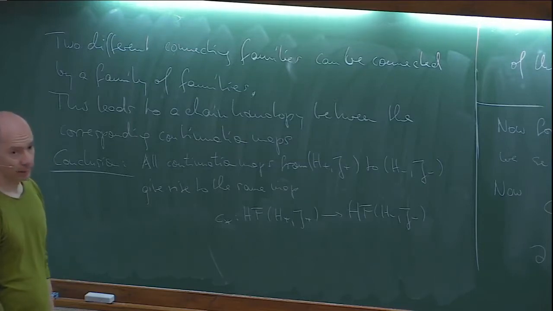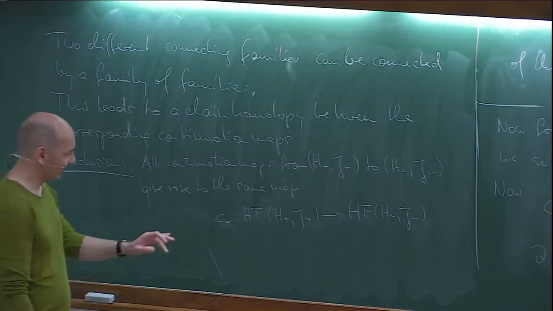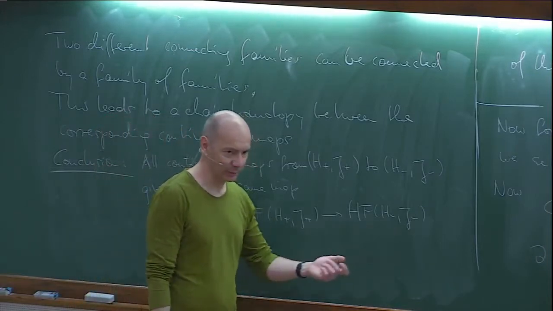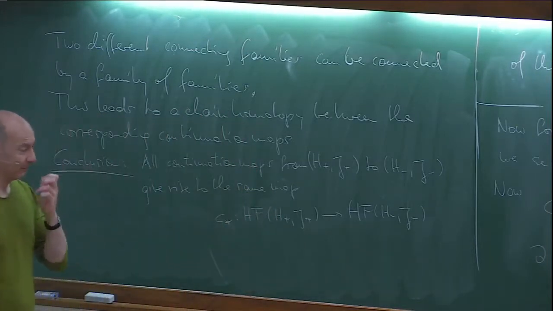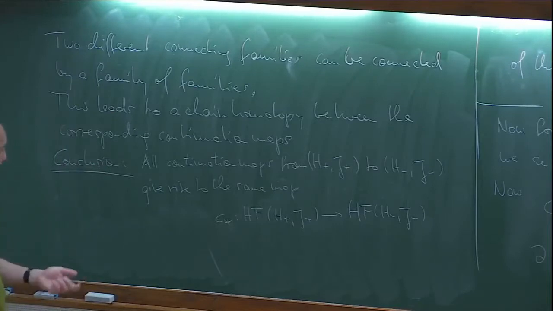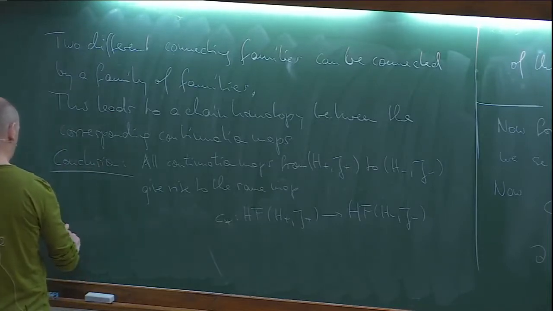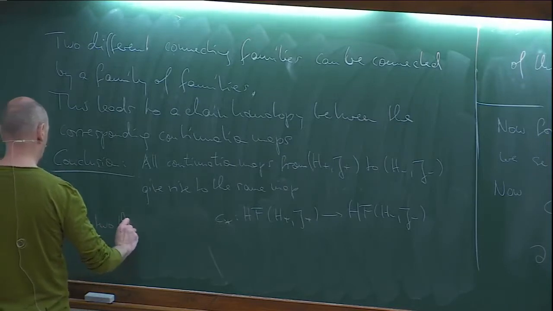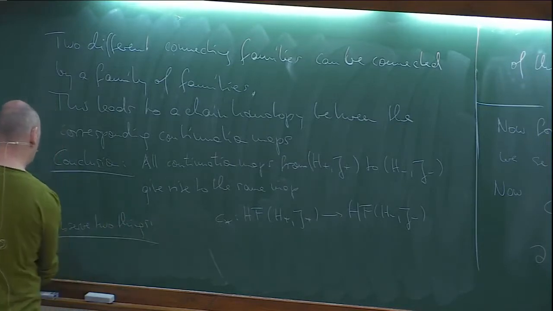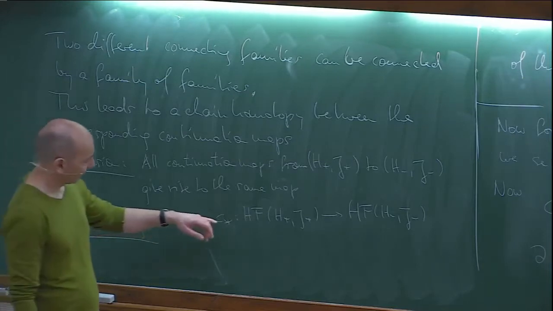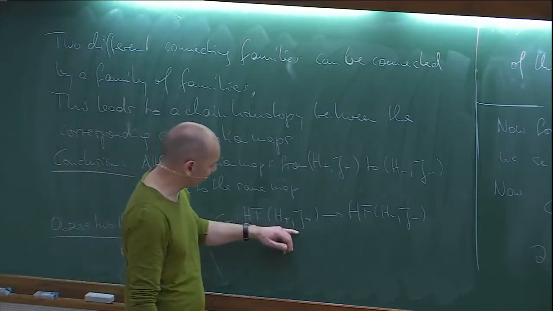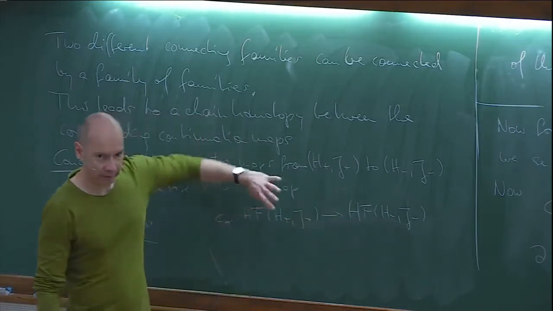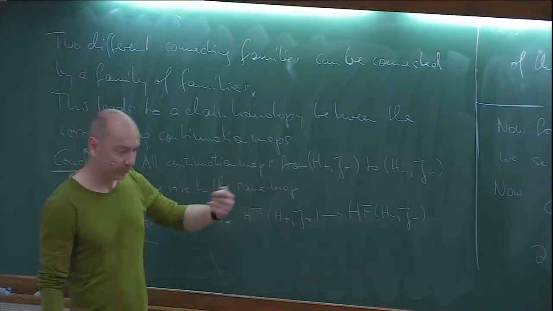Very good. So we would like to now conclude that these are all isomorphisms. And how do we do that? Well, now we observe two things. If I have a continuation map from H plus J plus to H minus J minus, and I have another one the other way, if I just exchange the ends, then I can compose them.